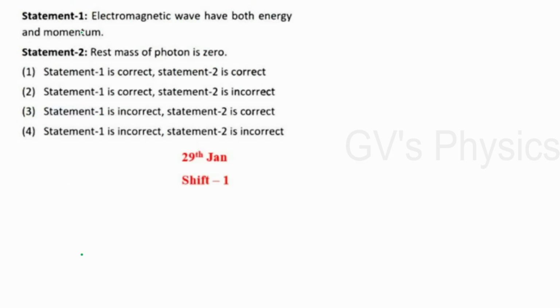Next, again a theory question, statement type. Statement 1: Electromagnetic waves have both energy and momentum. This statement is correct. EM waves have both energy and momentum. Statement 2: Rest mass of a photon is 0. That is also correct. So both the statements are correct. We'll check the options. Option 1 is the right answer.